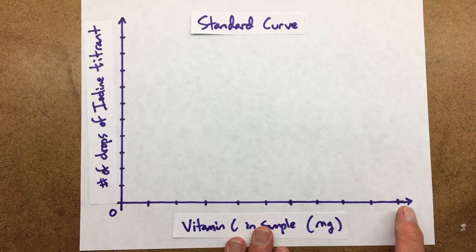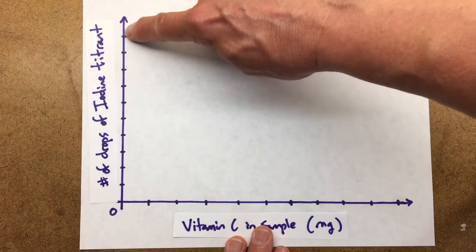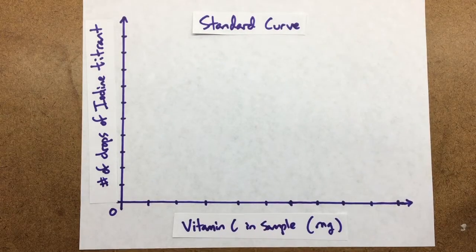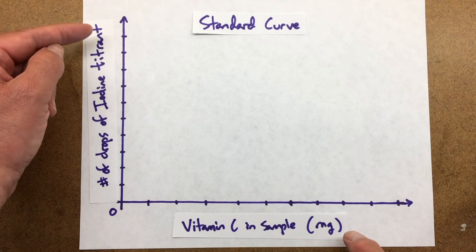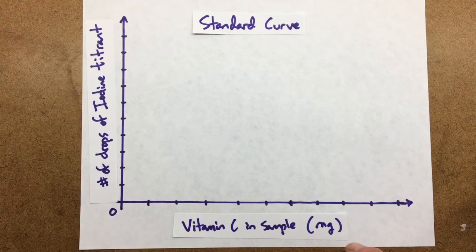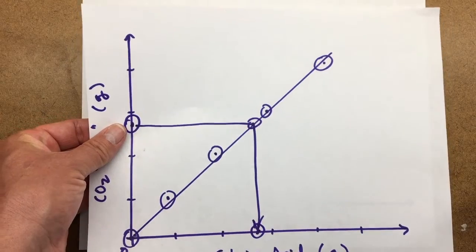I'll show you what number to put here to scale the end of each axis, and then you'll need to divide that to make the intervals yourself, and then plot for each amount of vitamin C that was in the sample how many drops of titrant it took to do the titration. Draw the points and draw a best fit line, just like I showed you the way that we did it back in our experiment about the pixie sticks.